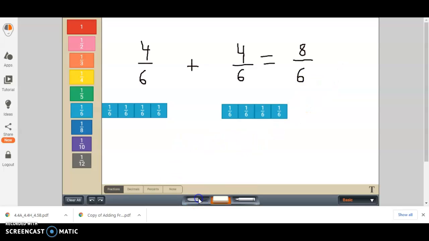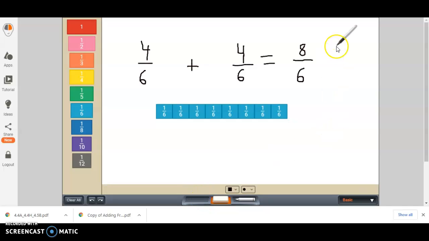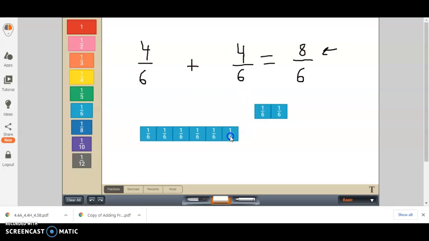Now, another way to think about this is, okay, I can put all of these together, but I can also represent this not just as a fraction, but as a mixed number. Now you know you can have a mixed number when your numerator is greater than your denominator. So what I'm going to do is say, if I need 6 pieces to make a whole, take 1, 2, 3, 4, 5, 6, and this is a whole number. So, how many whole numbers do I have? 1. What's my leftover fraction? 2/6.